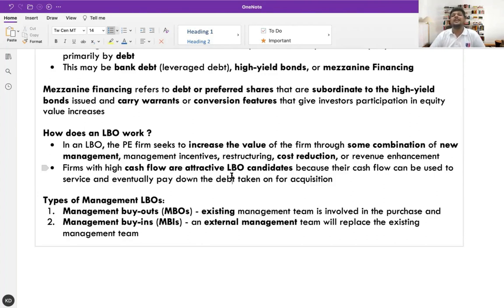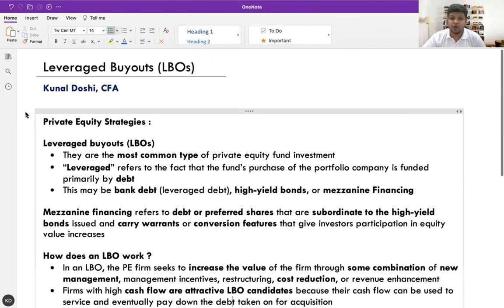But when an outside management, which is not a part of your company, takes over your company, it's called a management buy-in. Clear? Yes. So buyout means the company's own managers take over the company, and management buy-in means outside management takes over the company. Is that clear? Yes. This is all about LBOs.